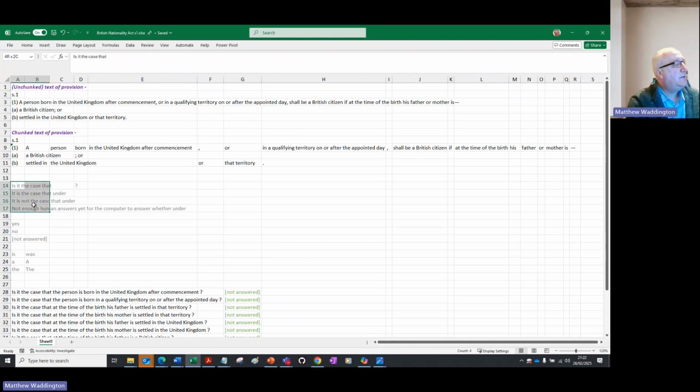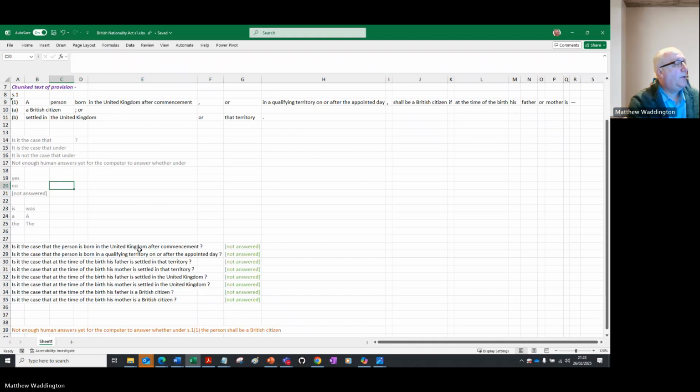So we have these here. To make it into a question, is it the case that? To make it into a positive result, it is the case that, or a negative result, it's not the case that. And then if there isn't enough information yet, not enough information. What we've got here is taking each of the provisions that are in here when you carve them up into separate statements, and we turn them into questions. So these are the full set of questions that this gives rise to.